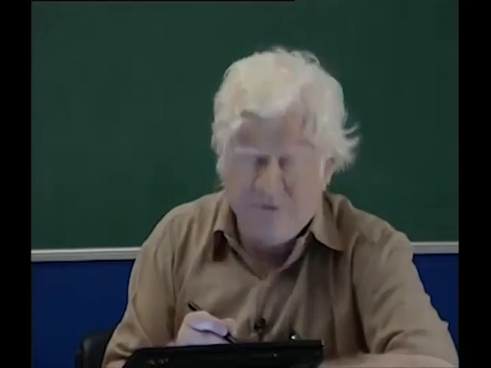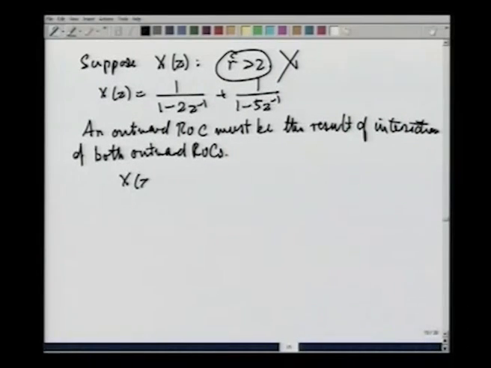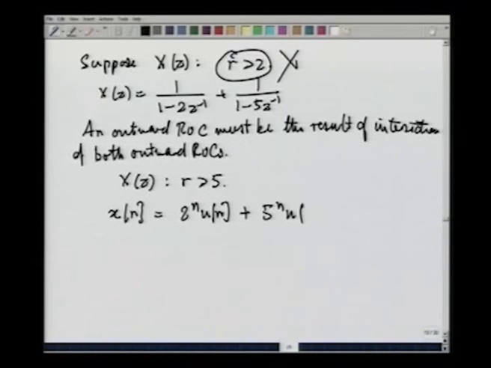However, if we had been told that the outward ROC was starting from 5, that is to say X z with r greater than 5, then clearly we would assign outward ROCs to both these terms, and we would get x n as 2 to the power n u n plus 5 to the power n u n. Both right sided signals, both outward ROCs, and hence the overall ROC is the intersection of two outward ROCs, hence it is outward from 5, from mod z equal to 5.